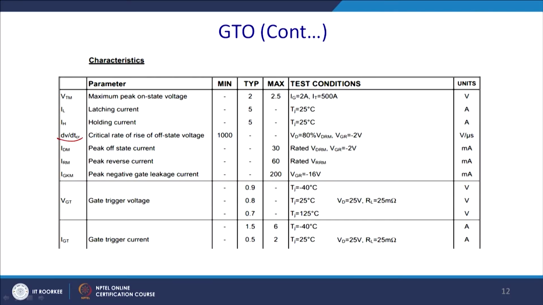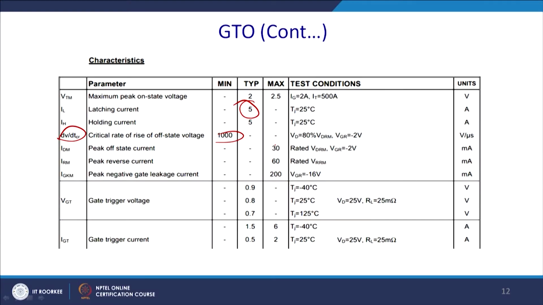And what else? So, this thing is quite critical, dv/dt. It has to be actually within 1000, and latching current is quite high. Latching current required to be 5 ampere. Consider that it is something like in a milliampere region in case of the same rating thyristors. Holding current will be also same. Here there is no difference between the latching current and holding current. Holding current is generally less in case of the thyristor, but in GTO generally latching current and holding current both are made same. So, the peak off-state current is 30 ampere.